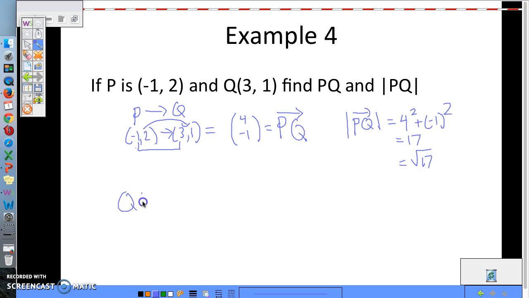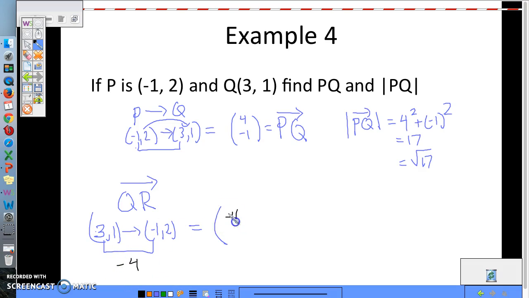Well, how would this change if you wanted to find vector QR? You're just going the other way, so you're going 3, 1 to the coordinate negative 1, 2. So our vector here, 3 to negative 1, we're going down 4, 1 to 2, and up 1. So that would be our vector going the other way, and then that magnitude would be the exact same.